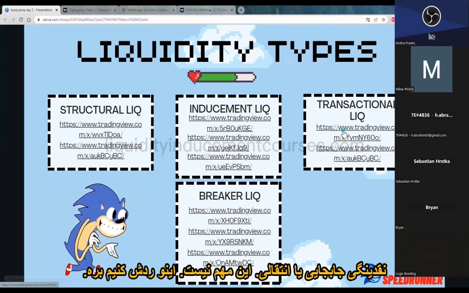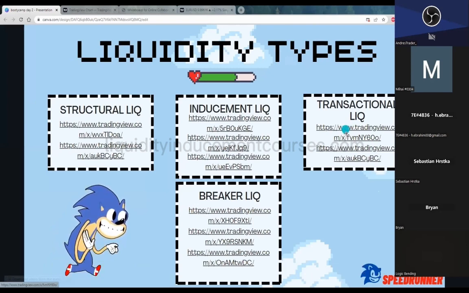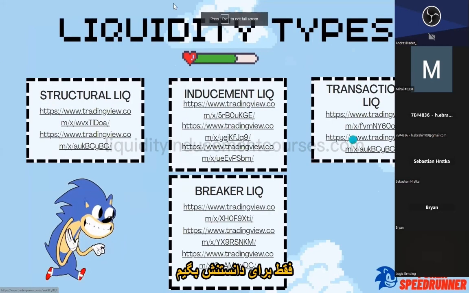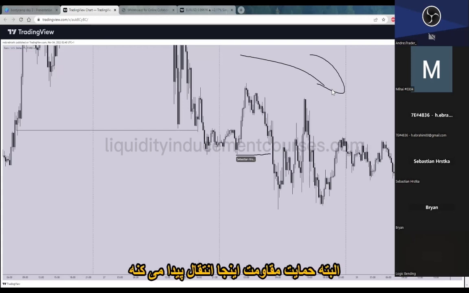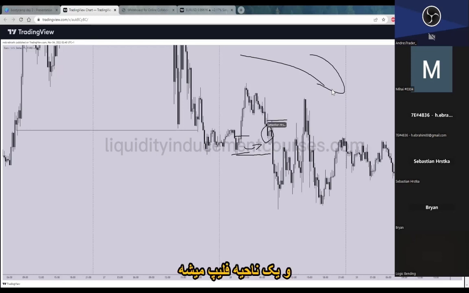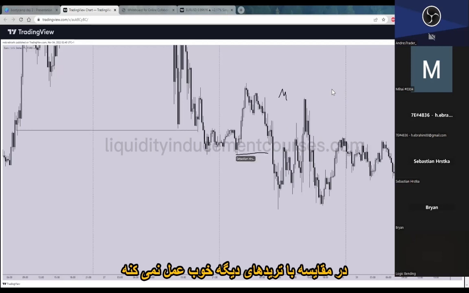Transactional liquidity. That's not important, we're going to skip the first link. It's just for better understanding: the flow is bearish. This is transactional liquidity. The opposing orders are now transferring here, and it becomes a flip zone. It's okay to take a trade from there, but it's not my favorite way of trading, and not my favorite setup. It's not that good compared to others.